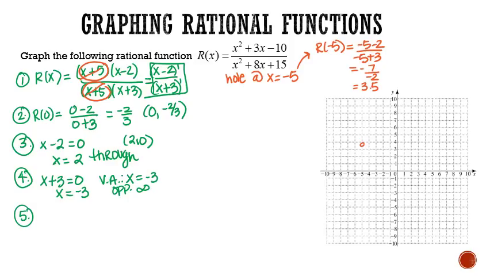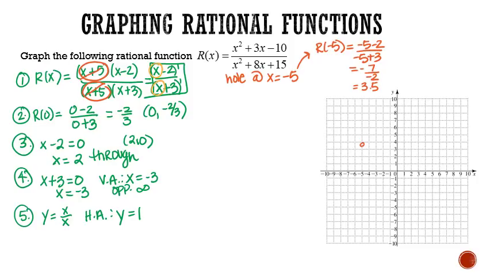Step 5 is to find the horizontal asymptote. The leading term in the numerator is x. The denominator is also x. Those are both to the first degree. So that horizontal asymptote is going to be found by dividing the leading terms. And I find that I have a horizontal asymptote at y equals 1.